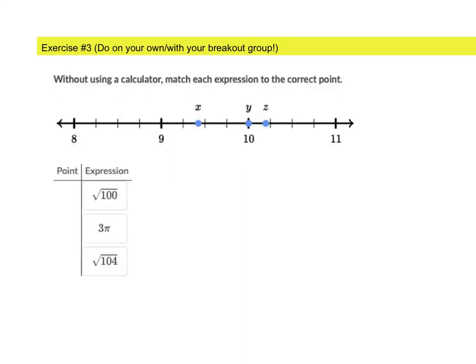All right, for here, I want you to simplify what do these numbers actually equal, and tell me which points do they match on your number line above. So you have square root of 100, 3 pi, and then the square root of 104. So where do they lie on your number line above? Okay, take some time to show some work, and then we will go over the answers shortly.